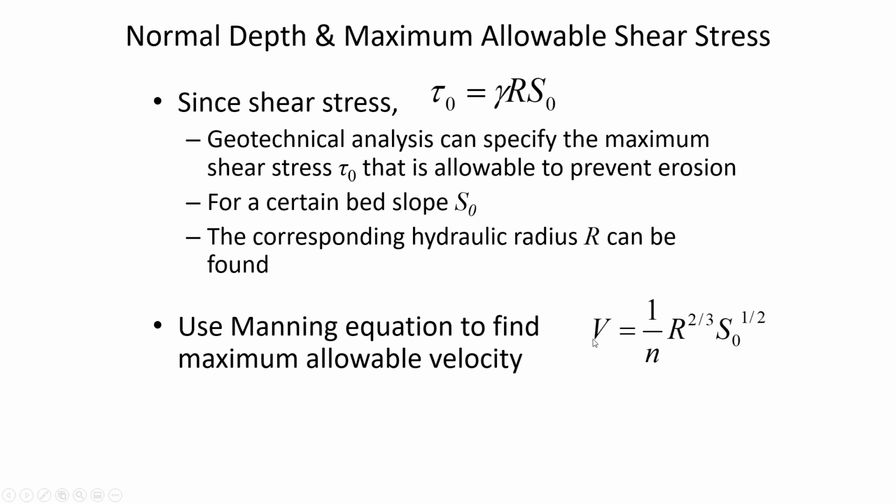So if you know, for example, the slope of a channel, and your geotechnical analysis defined the maximum shear stress that can be applied, and of course for water the unit weight would be 9810, you'll calculate some hydraulic radius. And hydraulic radius in this example, the way that we're going to use it here, is just kind of an intermediate. It doesn't necessarily have physical significance.